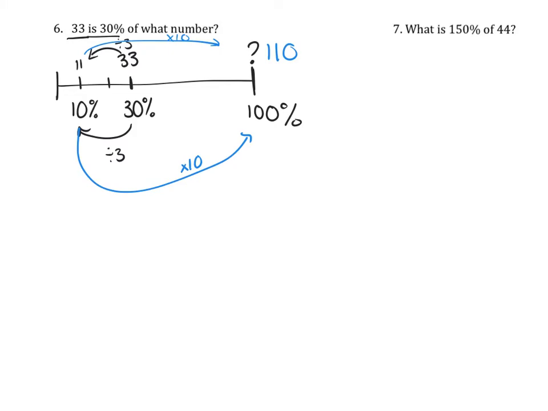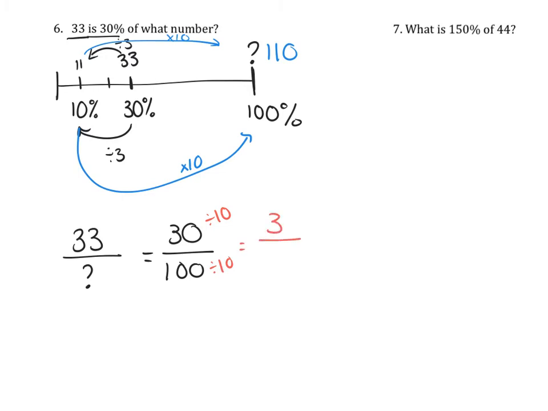So you could have also done this problem as setting it up as your part. 33 is part of the unknown whole that you're trying to find, and it is 30% out of 100. So I would still have to simplify both of these by 10, and I would get the 3/10, and then once again, we can see that this is times 11, and then 110, or 10 times 11 is the 110. So as you can tell, both ways work. You choose which way works for you.